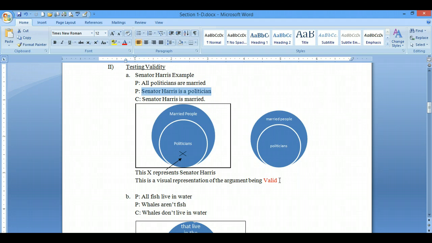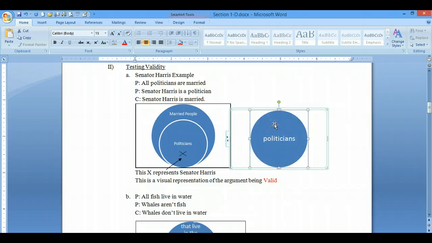If during my process of finding where the X goes, maybe the X with what the argument states is somewhere out here, or maybe even on a line somewhere, then I can't say that it's valid. Let's go ahead and get rid of this one.